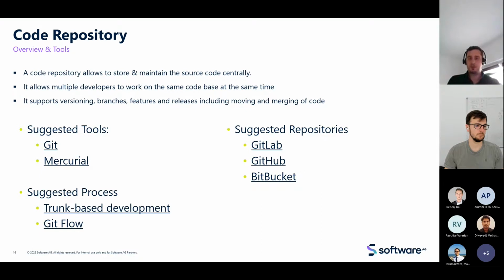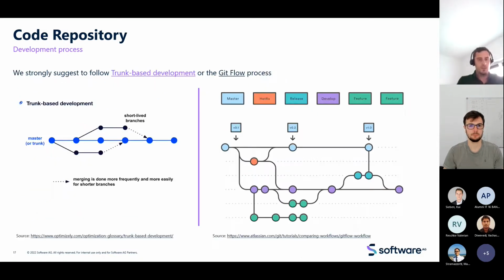These are the main things for the code repository. Mainly, we use GitHub. In the past, we also used Bitbucket for internal development. GitLab is also an alternative, and so on. But I don't want to go into detail again.